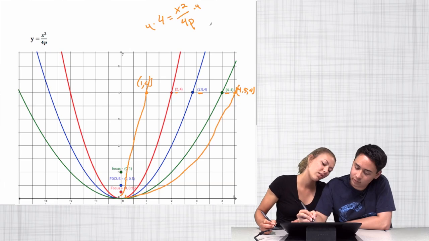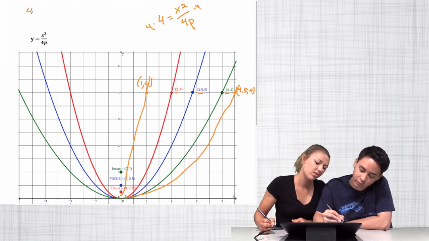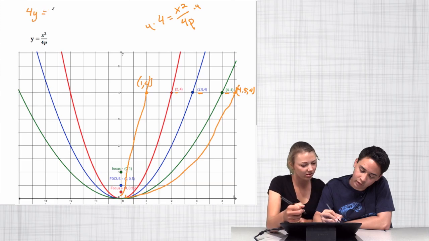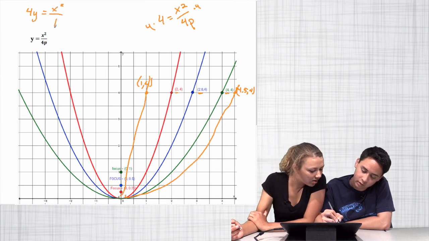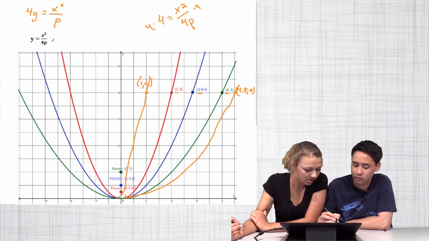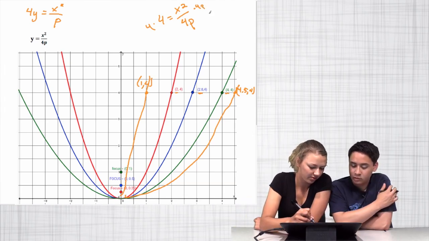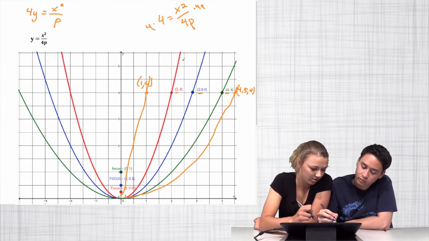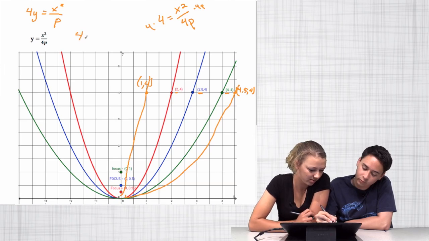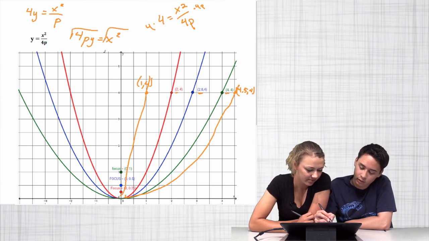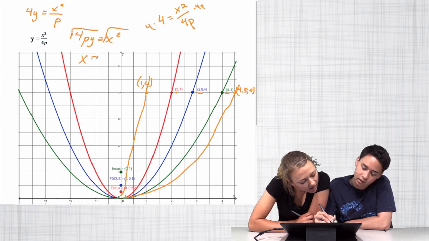So it was y equals x squared over 4p. You're multiplying by 4p. So 4py equals x squared, and then square root it. What do you have? x equals the square root of 4py.